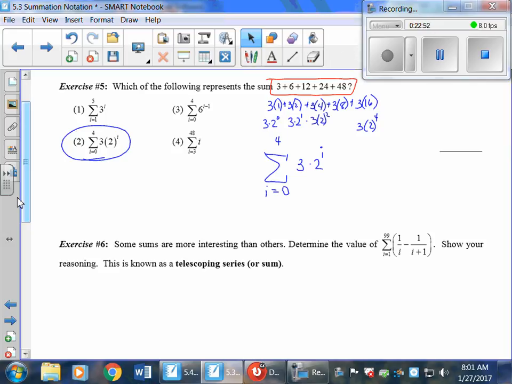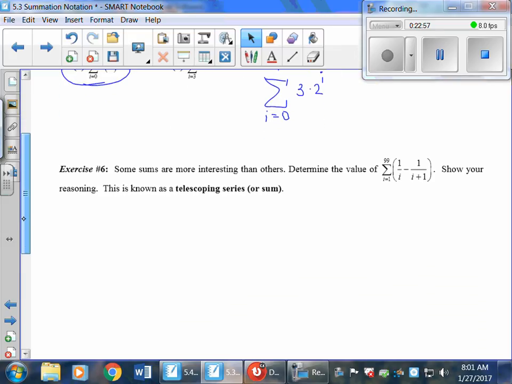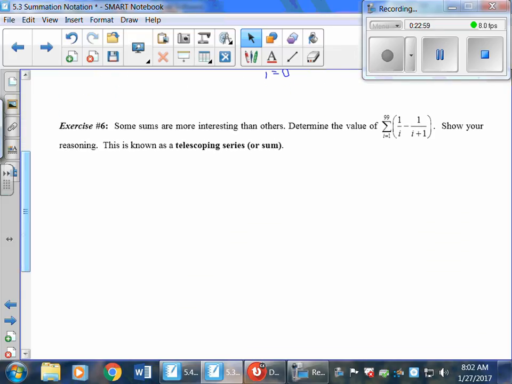And our last problem, Exercise 6. Some sums are more interesting than others. Determine the value of this, show your reasoning. This is called a telescoping series or sum. Even this looks like you're going to have to write out 99 terms, but you're actually not going to have to. Remember, don't flip out, just start working. Because surprisingly enough, things start working out once you start working.